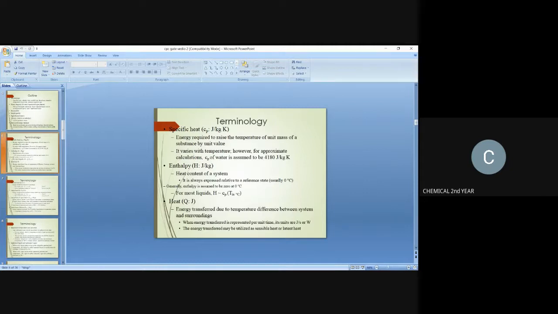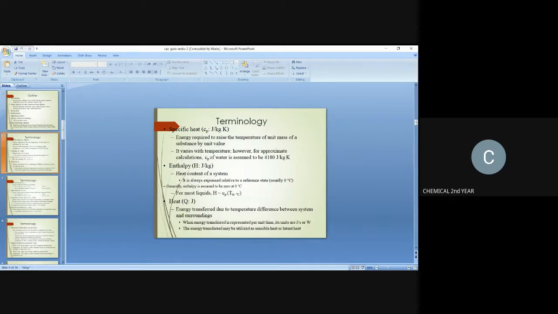First, specific heat. The unit of specific heat is joule per kilogram Kelvin. It is represented as Cp. Specific heat is defined as the energy required to raise the temperature of unit mass of a substance by unit value. It varies with temperature. However, for approximate calculation, Cp for water is assumed to be 4180 joule per kilogram Kelvin.